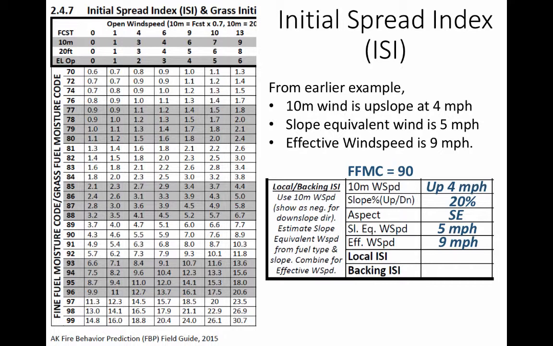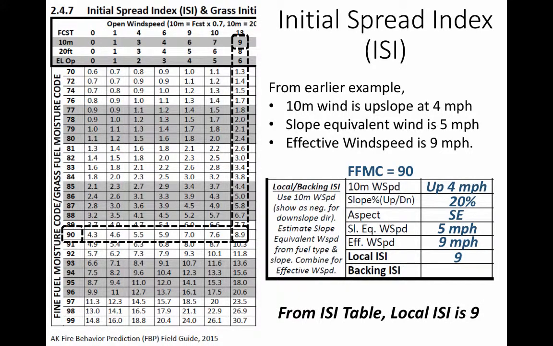The final step is updating the initial spread index for your local conditions. The notes on your fire behavior assessment worksheet might look like this. In this example, your FFMC is 90 and your effective wind speed is 9 miles per hour: the 4 miles per hour wind speed blowing upslope plus the 5 miles per hour slope equivalent wind speed. Find the effective wind speed and the FFMC in the ISI table. Using the ISI table from your field guide, you can estimate the ISI to be 8.9 or simply 9.